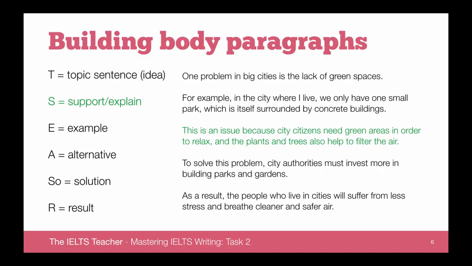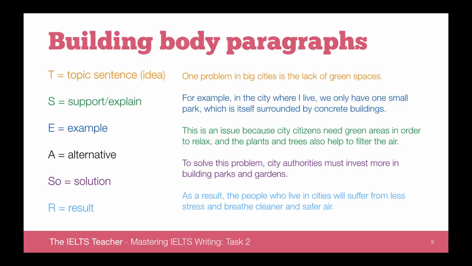As this is a problem and solution paragraph, we need to follow this with a solution. To solve this problem, city authorities must invest more in building parks and gardens, and then the results of that solution. It's often nice to finish a paragraph with a result because the result will link itself to the first sentence, creating a very, very clear central topic. Really important for coherence and cohesion if you want to score a band 7 or above. So as a result, the people who live in cities will suffer from less stress and breathe cleaner and safer air.